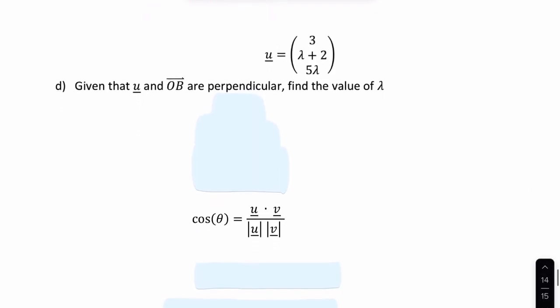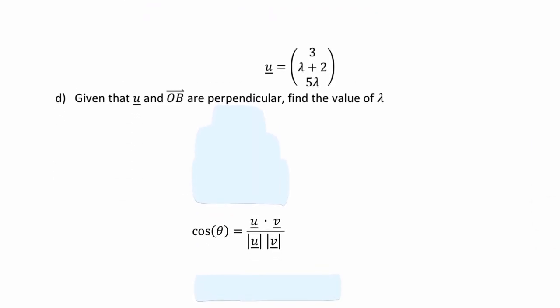The question then goes on to tell us about another vector, u, and it tells us that u is perpendicular to OB, and it asks us for the value of this constant lambda. So when you see the word perpendicular, what that means is that the two vectors are at right angles. So if this is one vector, let's say this is u, and this was OB, it means that the angle between the two is 90 degrees.